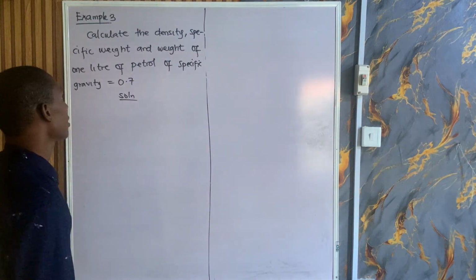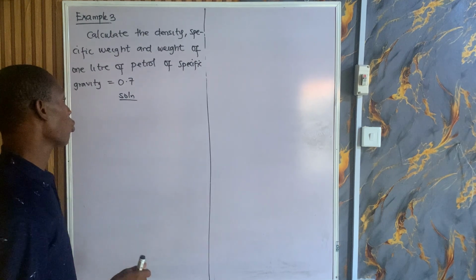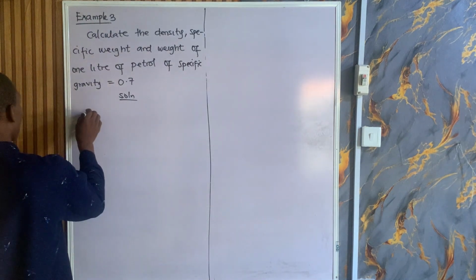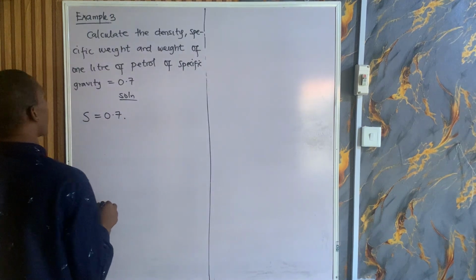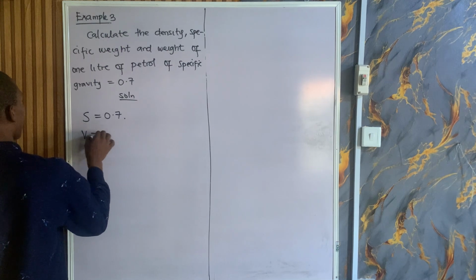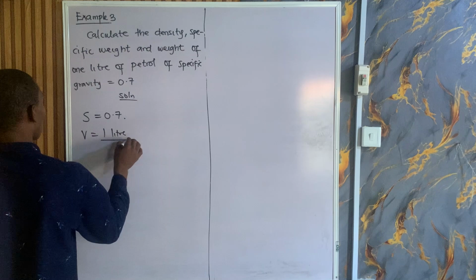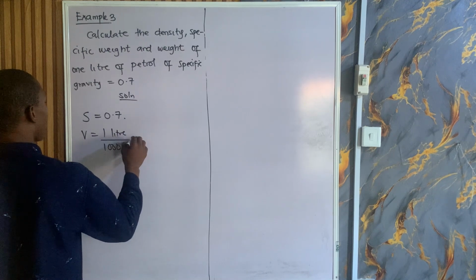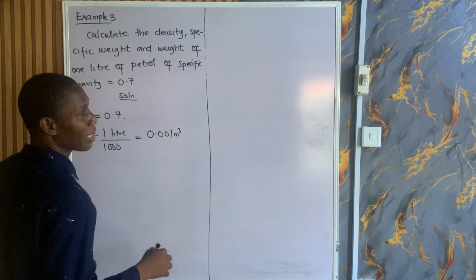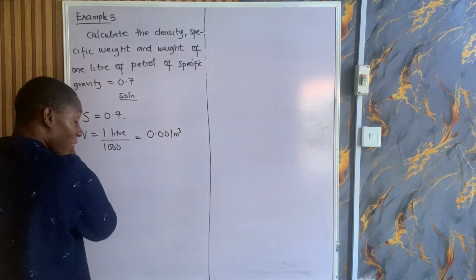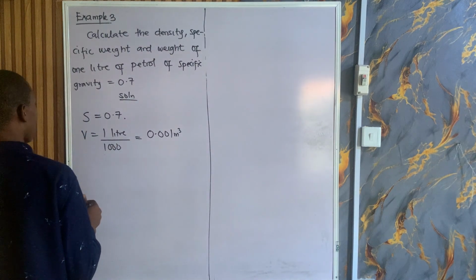Example 3. Calculate the density, specific weight, and weight of 1 liter of petrol of specific gravity 0.7. We're given specific gravity here, 0.7. And now we are told that the volume is 1 liter, which we convert to meter cube by dividing by 1000. That will be 0.001 meter cube. Actually, 1 liter is 1 dm cube. So converting dm cube to meter cube is dividing by 1000. So that's that about that.